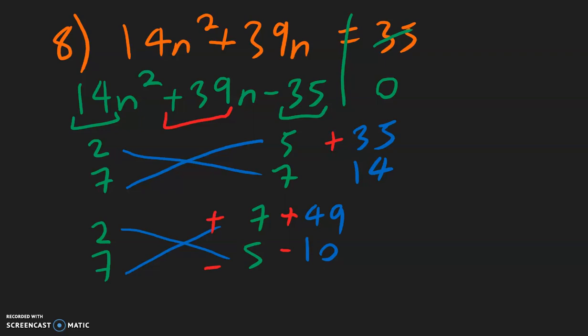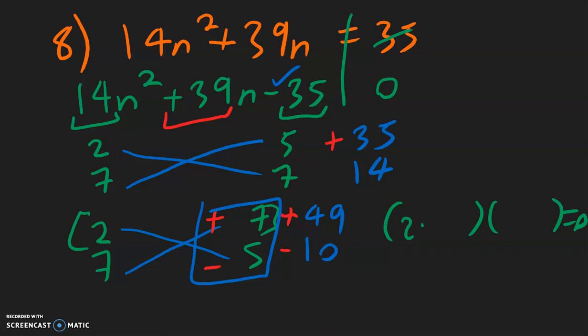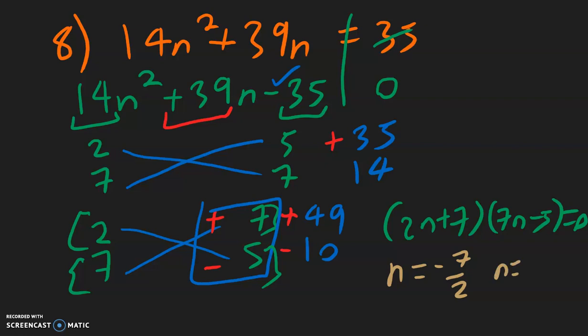Copy the signs into the middle and double check by multiplying this. 7 times negative 5 is negative 35, so that's good. Which means that our factors are going to be right here, 2n plus 7 and 7n minus 5. So that means we have n equal to negative 7 over 2, or n equal to, move the negative 5, so positive 5, then divide by 7, 5 over 7.